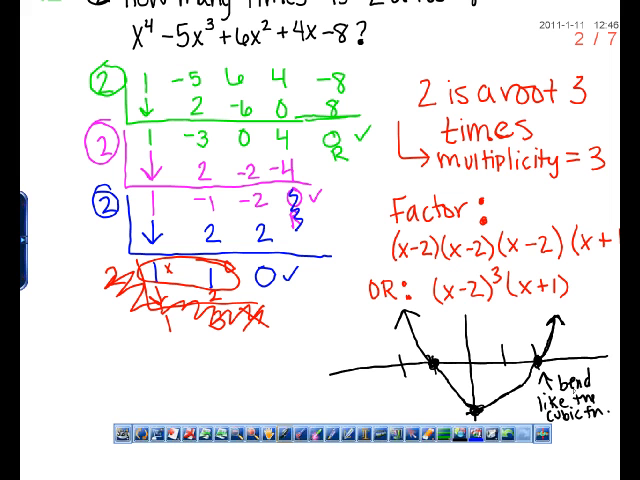What do you think would happen with a multiplicity of 2? What parent function do you think it would act like? The quadratic. So if it had a multiplicity of 2, instead of going through that root, what do you think it's going to do? No? If it acts like the parent function right here, it's going to look like a parabola. So it kind of hits it and bounces off. Yeah, kind of bounces off.